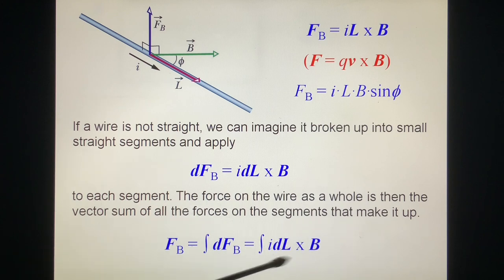So you do the integration, you get F_B equal to the integral of dF_B, equal to the integral of I dL cross B. Don't think that's simple. It looks simple, but when you do it, it's not simple. This is a vector, you have to resolve it into x, y, z directions. You find F_Bx, F_By, F_Bz respectively. And then you combine these three components: F_B equals F_Bx i plus F_By j plus F_Bz k.